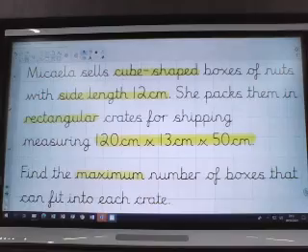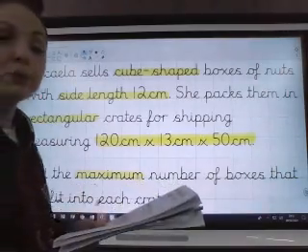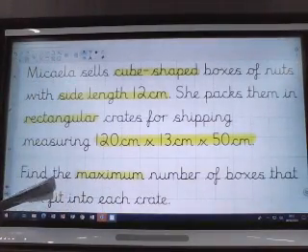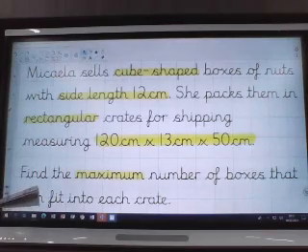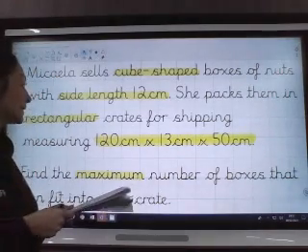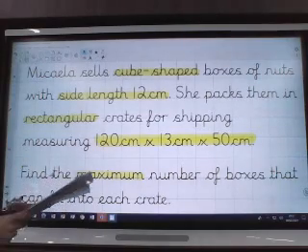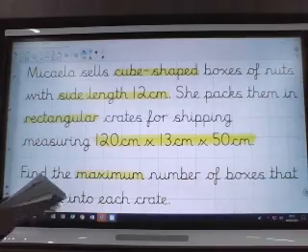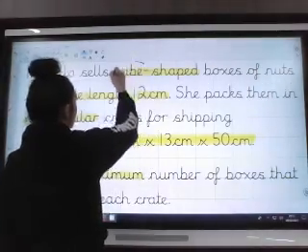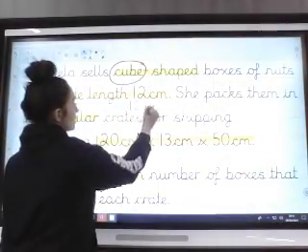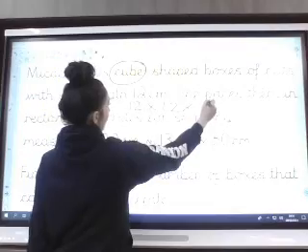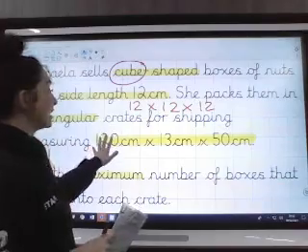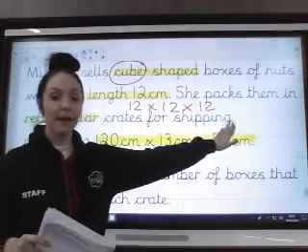So, question 3 then. Michaela sells cube-shaped boxes of nuts with side length of 12 centimetres. She packs them in rectangular crates for shipping, measuring 120 centimetres by 13 by 50. Find the maximum number of boxes that can fit in each crate. So if it's a cube-shaped box, we know that that box is 12 by 12 by 12, don't we? And the rectangular crates are 120 by 13 by 50.